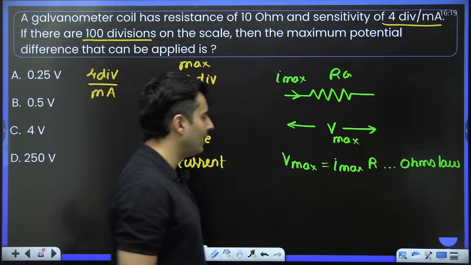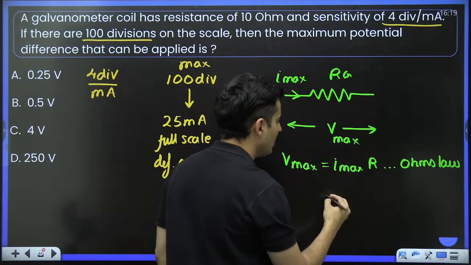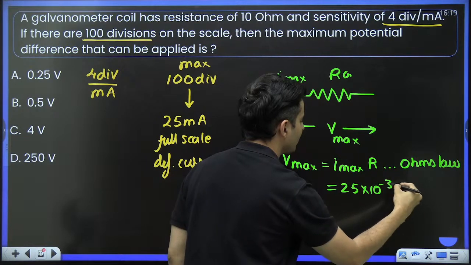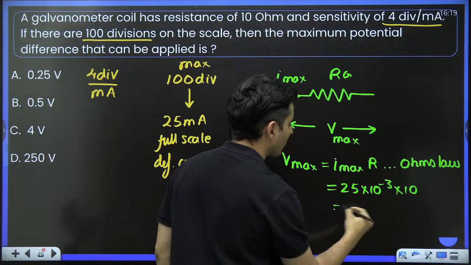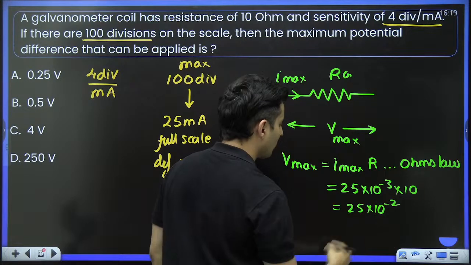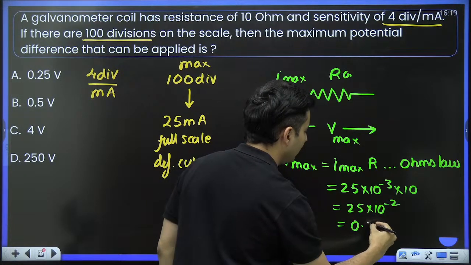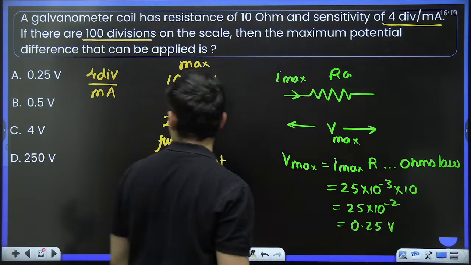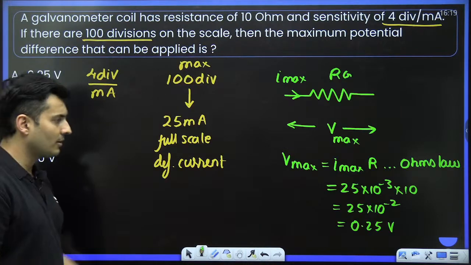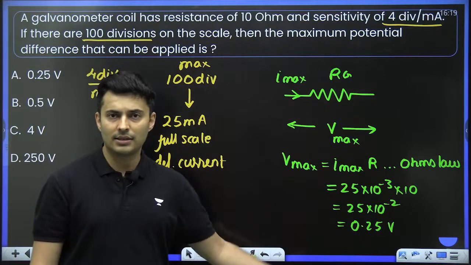Now put the 25 over here and you shall get the answer. This is 25 milliamperes. So 25 into 10 to the power minus 3 into 10. So this will be 25 into 10 to the power minus 2, right? So this will be nothing but 0.25 volts. So 0.25 volts is option A, I believe. That's the correct answer. Perfect.